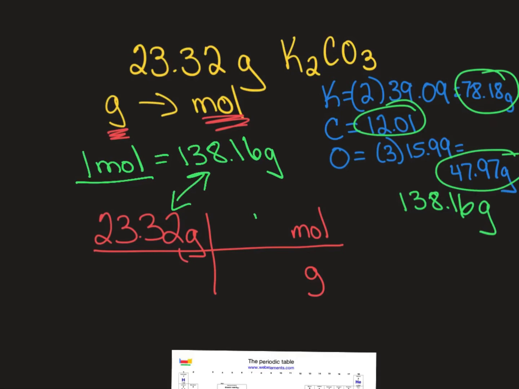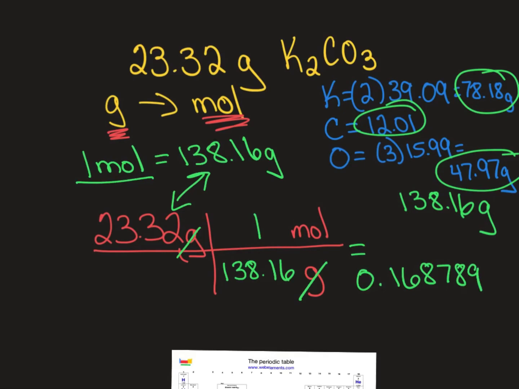We're going to have 1 on top, and then the 138.16 grams on the bottom. Our grams will cancel out. And now we do the calculation. You have 23.32, and you're going to multiply that by 1. Now you don't actually have to do that because it's the same number, but I'm just showing you the process. And then we're going to divide it by everything underneath. So we divide it by 138.16, and we get 0.168789, and it goes on.